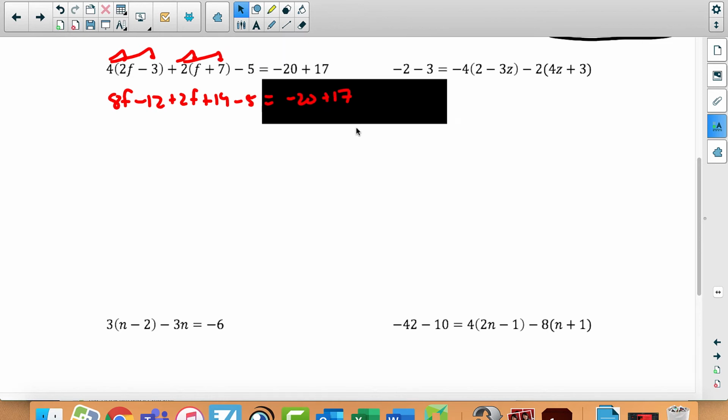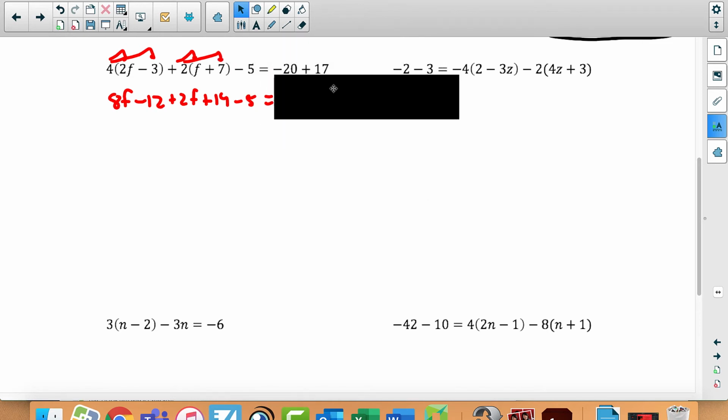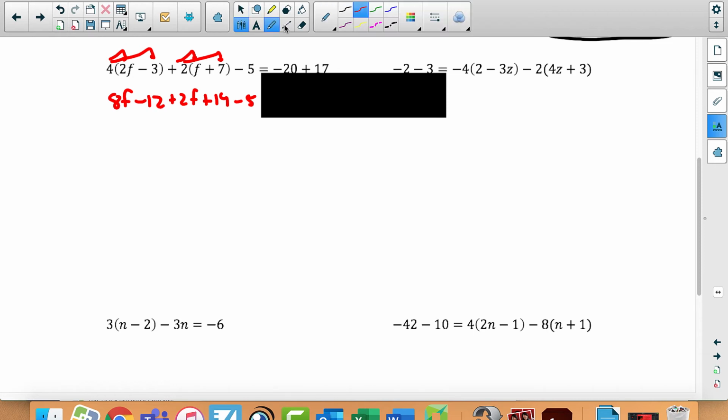Okay, time to combine like terms on the same side. So let's cover this up and see what like terms we have. Let's look for our f's first of all. I see 8f's here, 2f's there, and that's it. 8f plus 2f is 10f. Then for our constants, we have negative 12 plus 14, and then take away another 5. So negative 12 plus 14, well, you have more positives, and how many more do you have? 2. So now we have 2 take away 5. You probably know what that is. If you want, you can add the opposite. So you have more negatives, and how many more do you have? 3. So 10f minus 3.